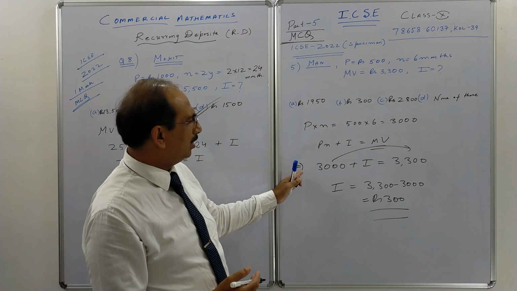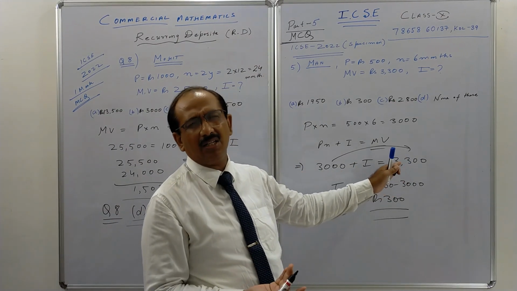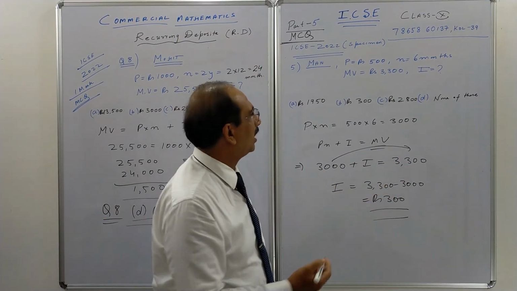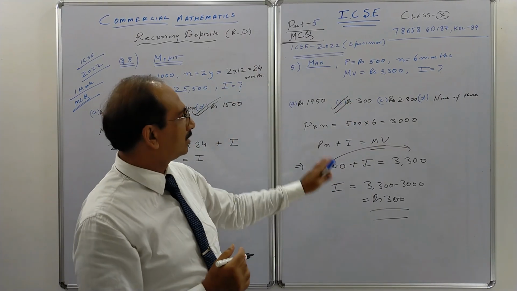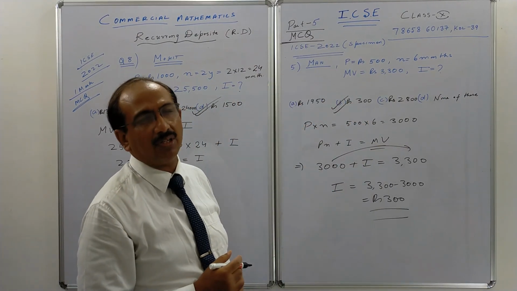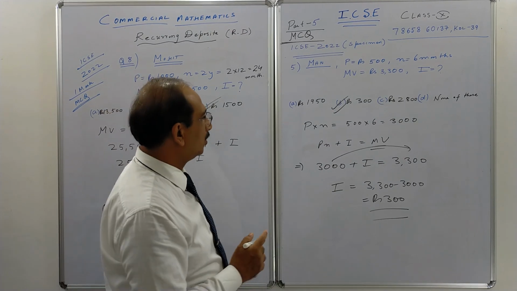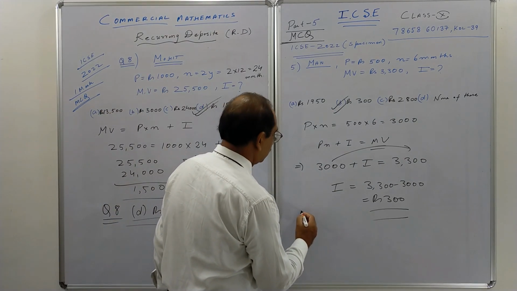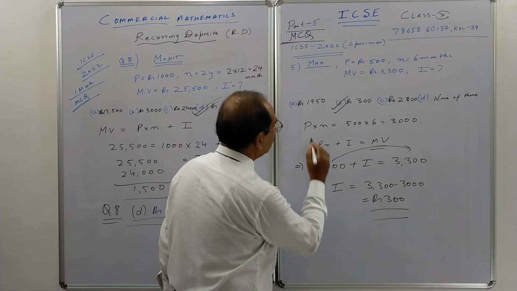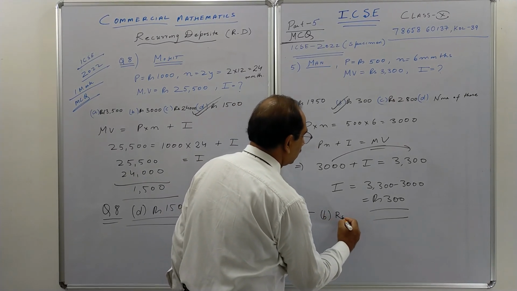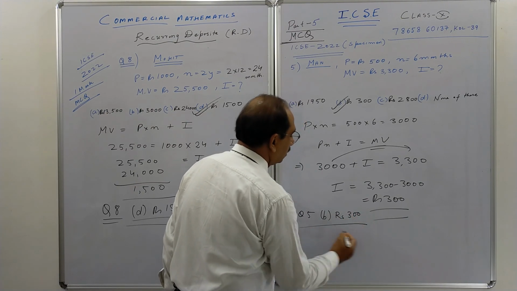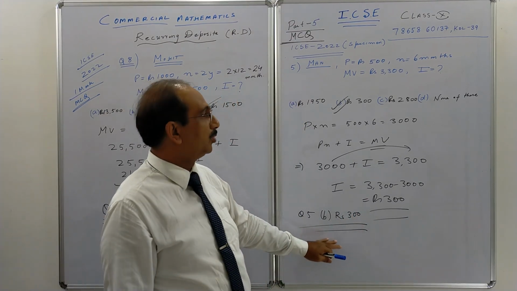Quite mentally you can do 3,300. Bank gives, his money is 3,000. So bank pays 300 as interest for depositing 500 for 6 months. So your answer is question 5, B. Be very clear over here, rupees 300. There should not be any ambiguity over here.